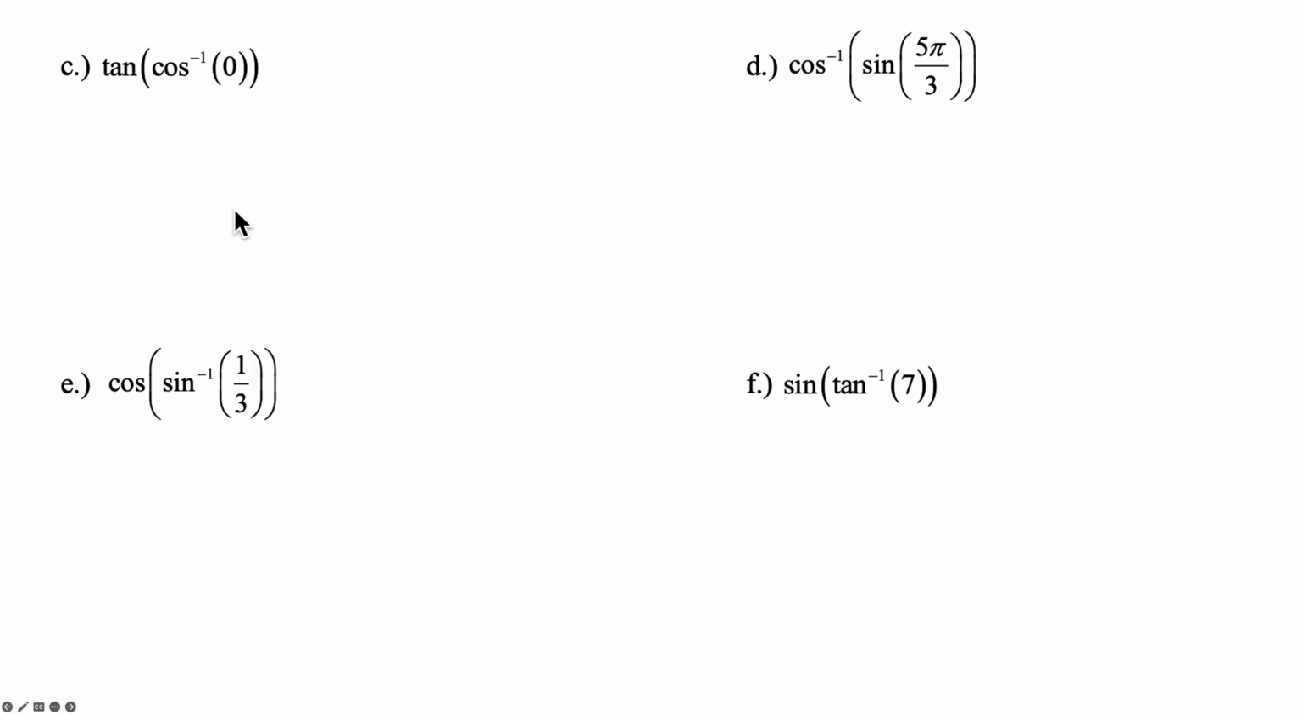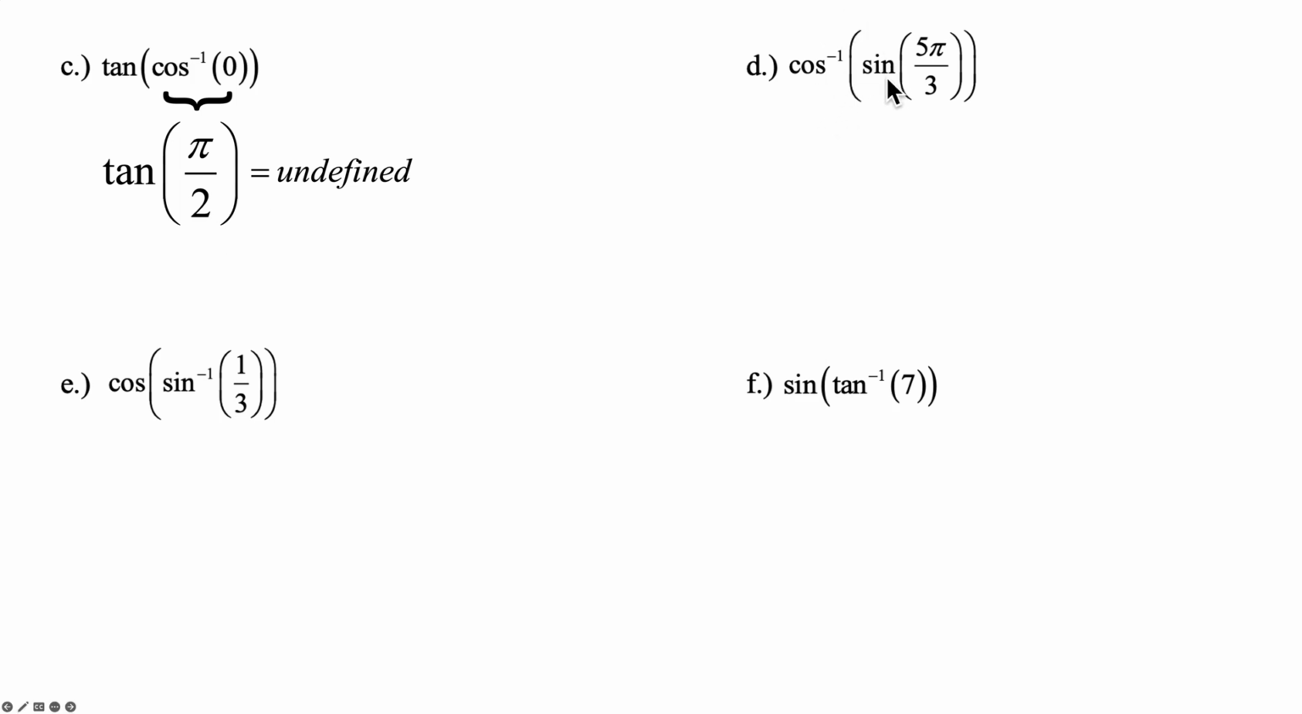All right, C, tangent of inverse cosine of 0. We just did that. That was pi over 2. And now we're going to look for a tangent of pi over 2. So at pi over 2, on the unit circle, we're at 0, 1. So that's sine over cosine. Sine is 1. Cosine would be 0, but that's undefined. So no answer there.